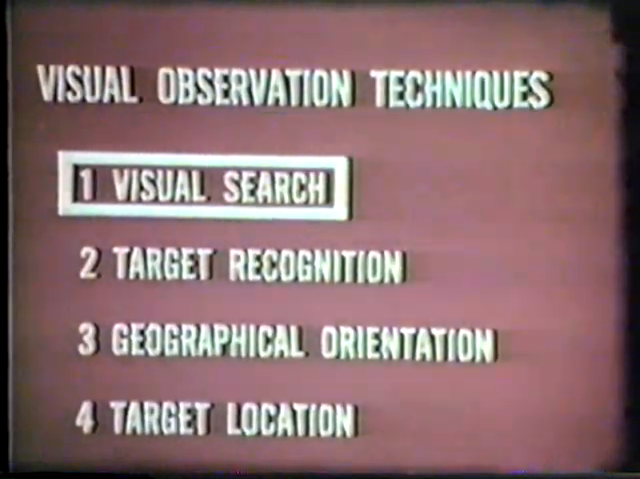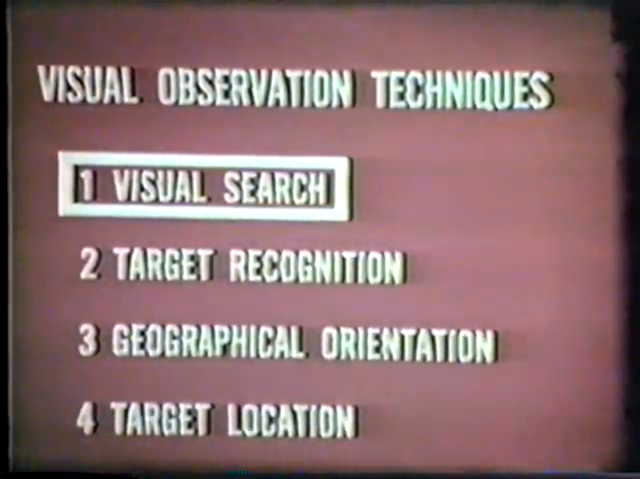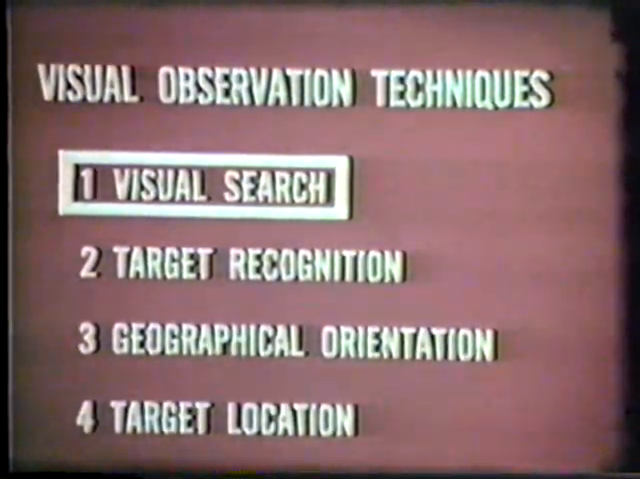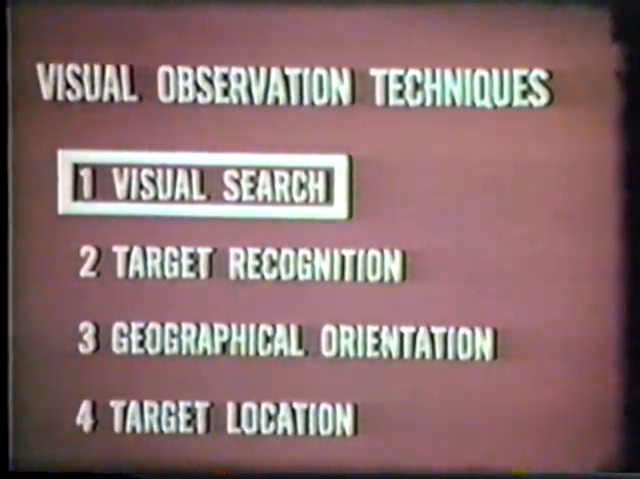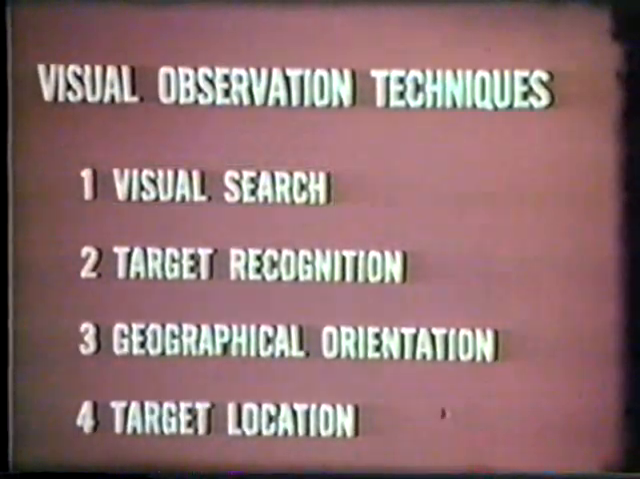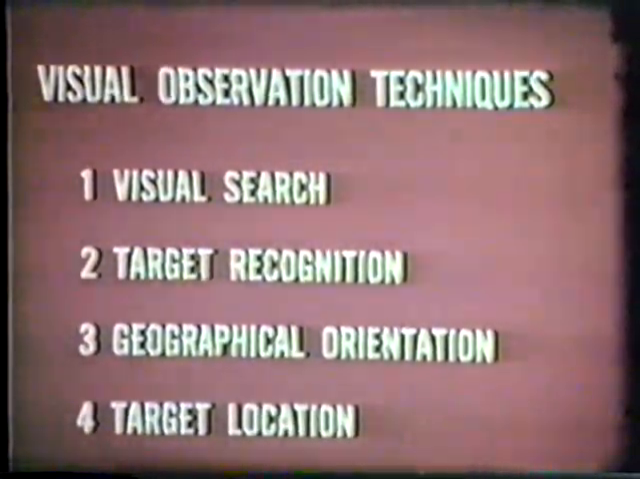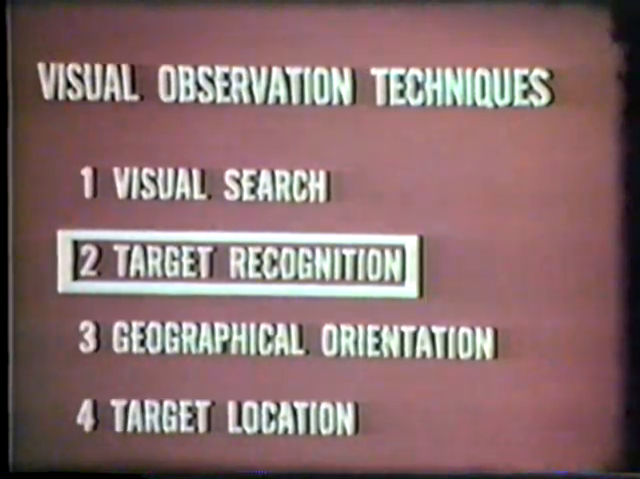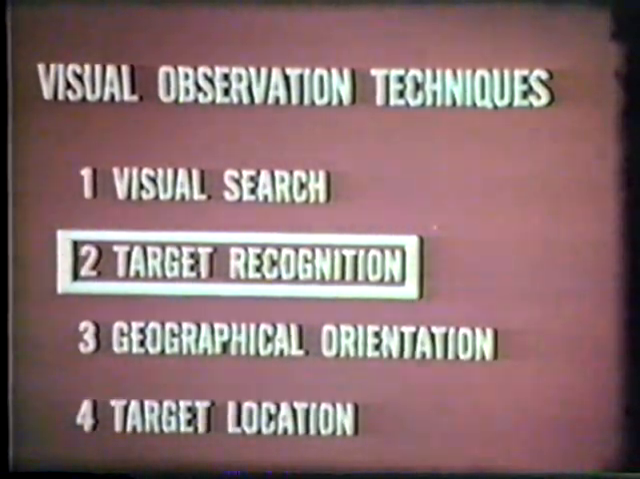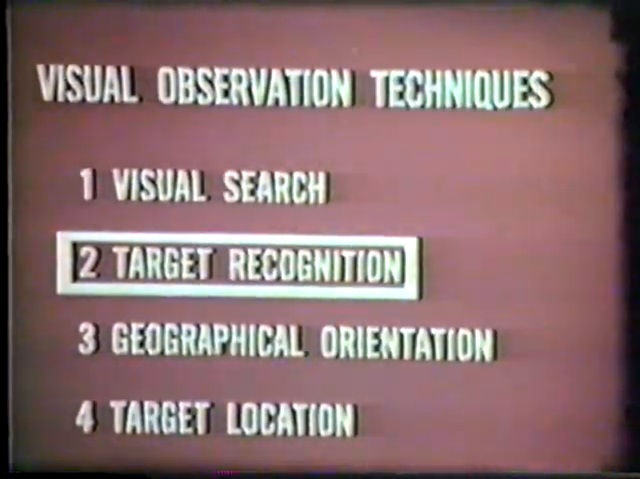So much for visual search, the means by which you detect targets on the ground from an aircraft. This is just the first of the techniques you will have to master as a trained observer. After you have detected something, you must be able to tell what it is. Target recognition is the technique by which you achieve the goal of identification. As you detect possible targets, you must be able to recognize them rapidly.